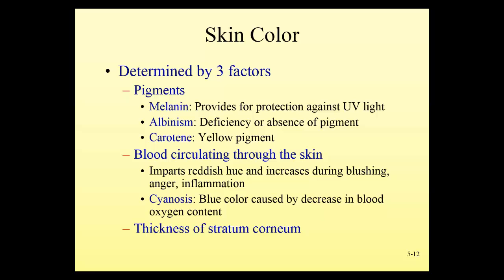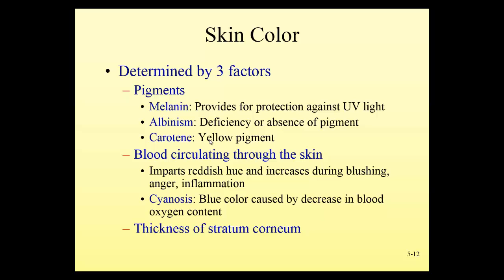Carotene is a pigment that gives the skin a yellowish color. Sometimes babies that have a diet high in yellow-orange vegetables like the squashes can actually get a yellow pigment to their skin just from a high carotene diet. Also, people that have a lot of blood vessels near the surface of their skin sometimes get a rosy cheeked appearance.